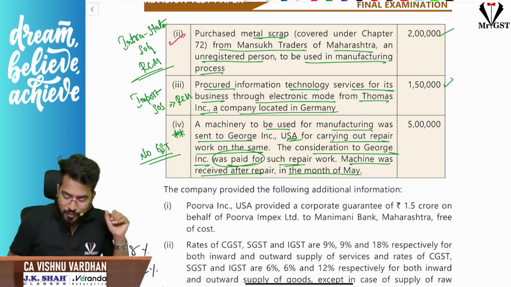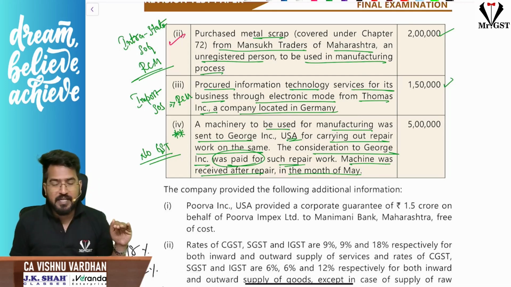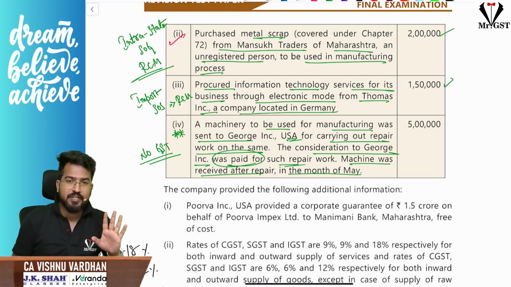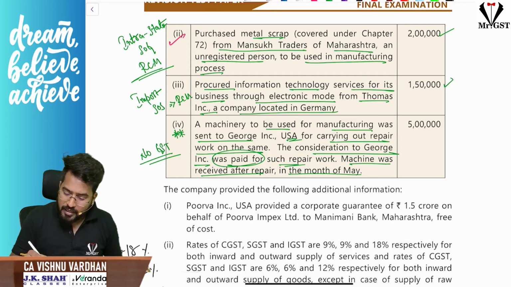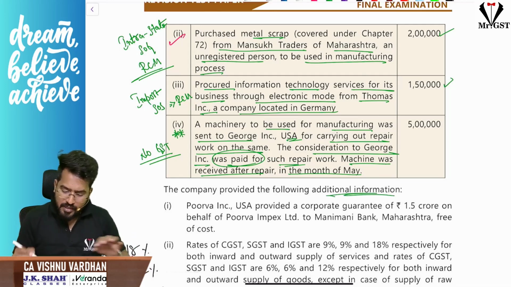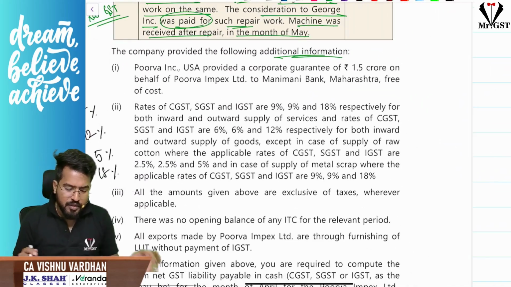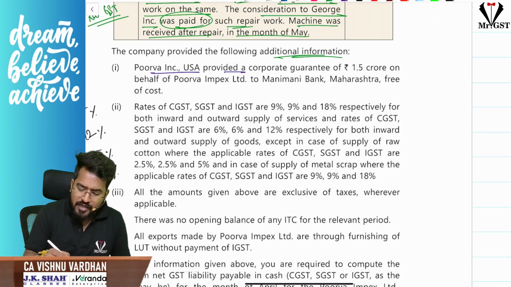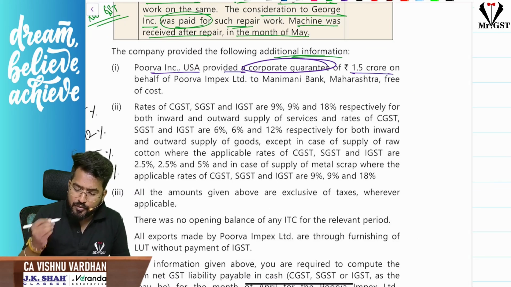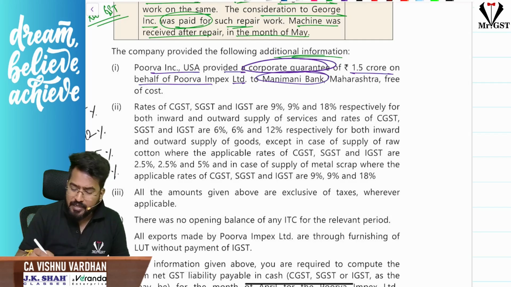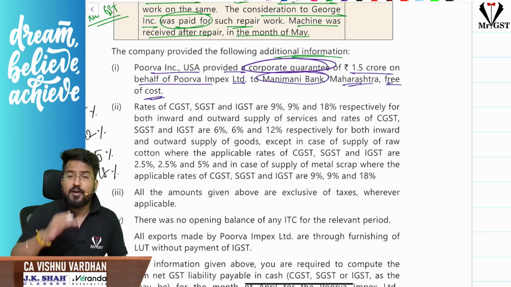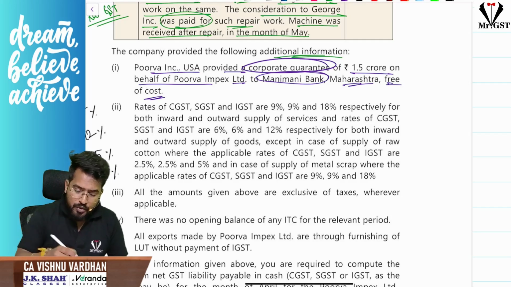Okay, so hope you are clear with this. So we have decoded complete sales information, purchases information, whatever they have given, and let us go with the additional information. Sir, what is this additional information? Purva Inc. USA provided corporate guarantee of 1.5 crore on behalf of Purva Impex Limited to Money Bank, Maharashtra, free of cost. Corporate guarantee provided to Purva Impex Limited.